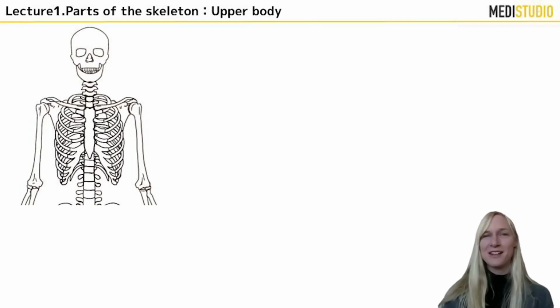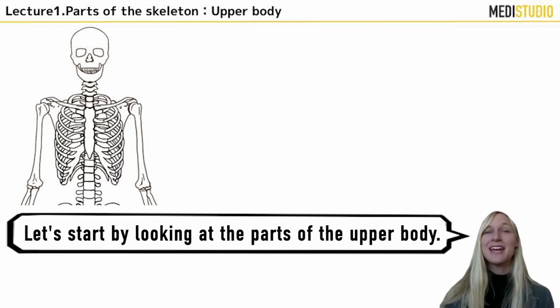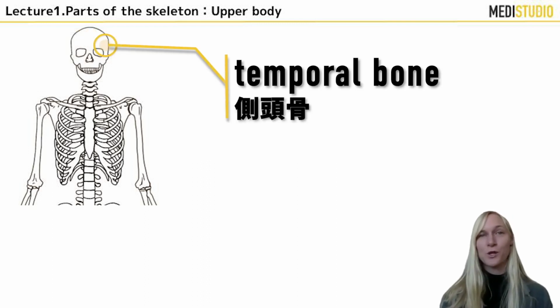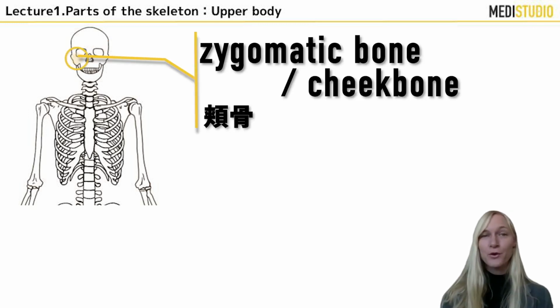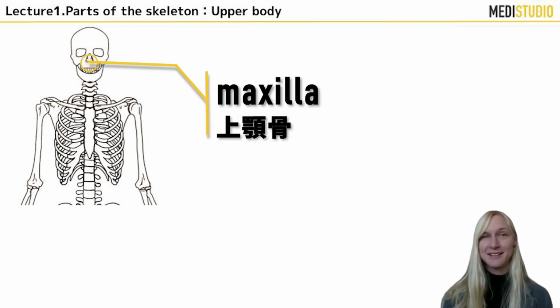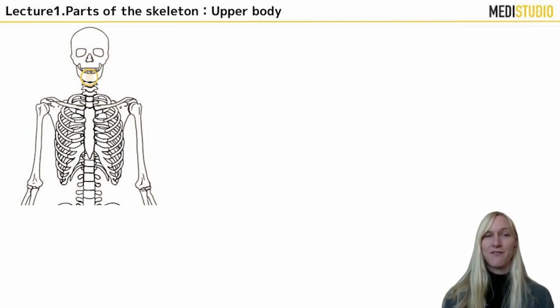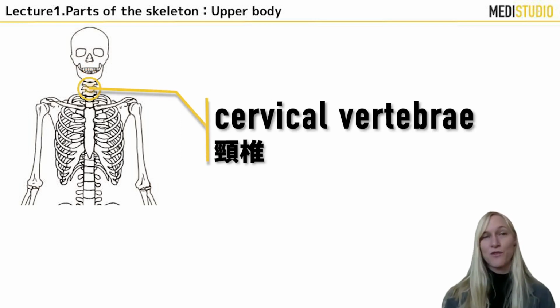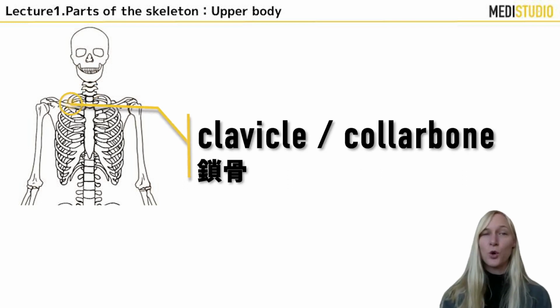Number 1, parts of the skeleton, upper body. Let's start by looking at the parts of the upper body. Number 1, frontal bone. 2, temporal bone. 3, zygomatic bone or cheekbone. 4, maxilla. 5, mandible. 6, cervical vertebrae. 7, clavicle or collarbone.